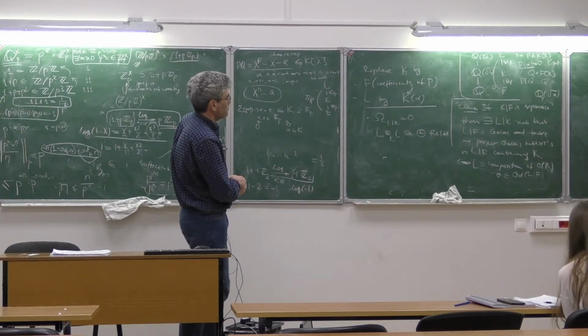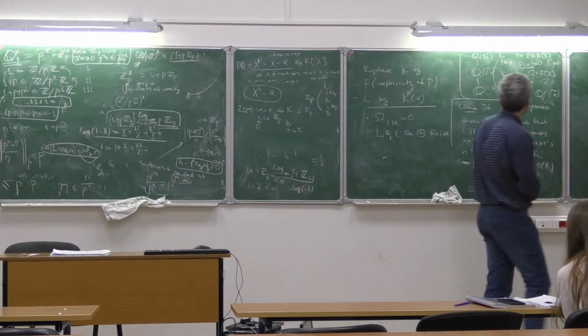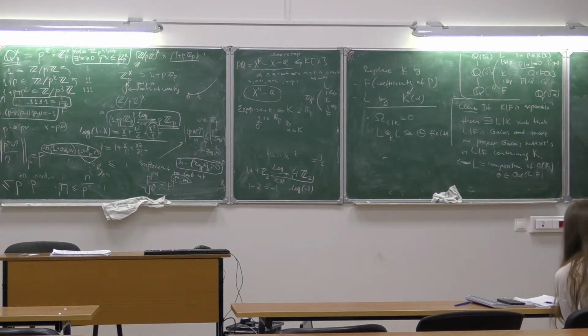All right. So what can we do with this? It is separable because the polynomials are separable, and they are separable because the extension is separable.